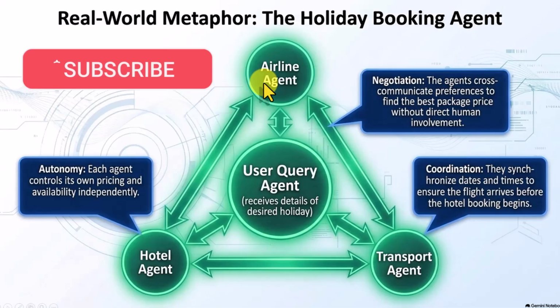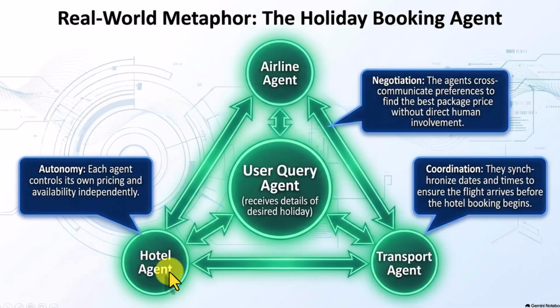See a real world example or metaphor for that: the holiday booking agent. The airline agent, hotel agent, and transport agent each work independently. They are autonomous. Each agent controls its own pricing and availability independently. The airline agent checks the prices of the airline, the availability, things like that. The hotel agent does the same thing for hotels, and likewise the transport agent. Then there is negotiation.